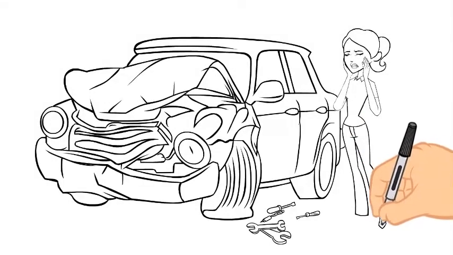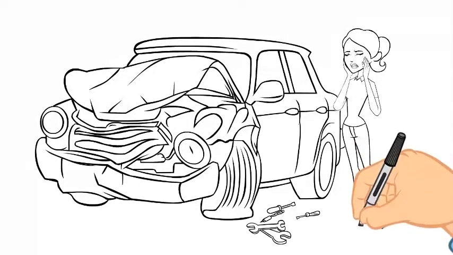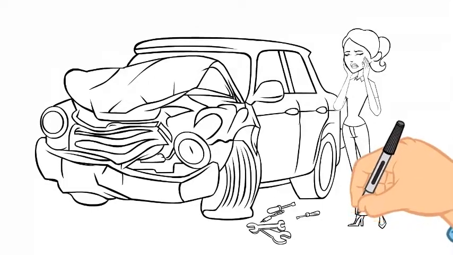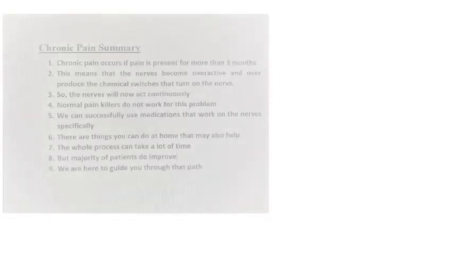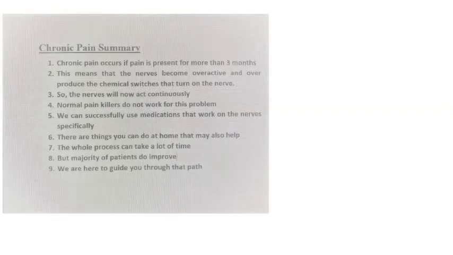And the good thing is that majority of people with this kind of problem do come right or get reduced pain. So in summarizing, your chronic pain occurs if your pain has been there for more than 3 months. This means that the nerves become overactive and overproduce the chemical switches that turn on the nerves, and therefore the nerves will now act continuously and the whole process within the brain is abnormal.